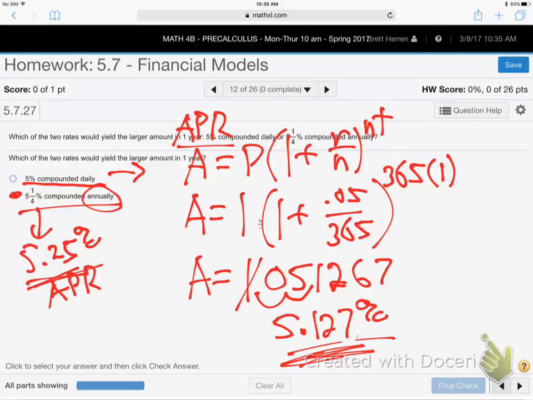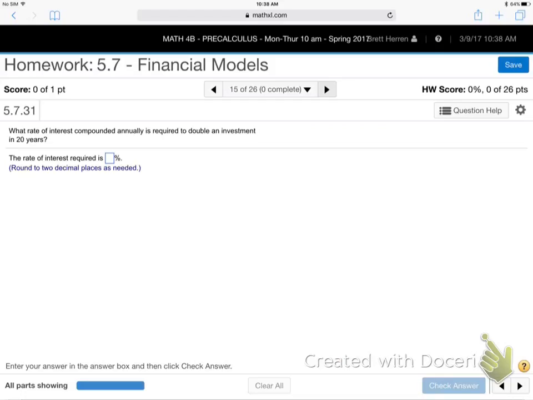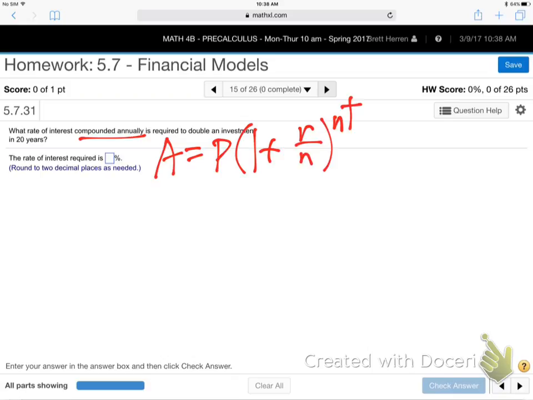All right, so what rate of interest compounded annually is required to double an investment in 20 years? Let's write out the formula. Are we going to use the PERT formula or the other one? It's not continuous compounding, so we're just using the first formula.